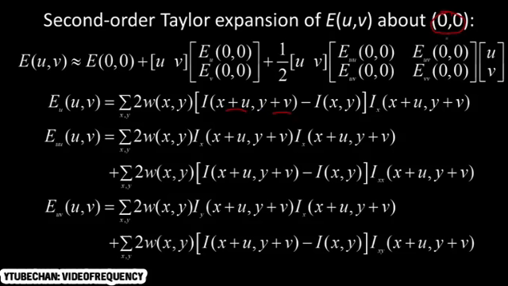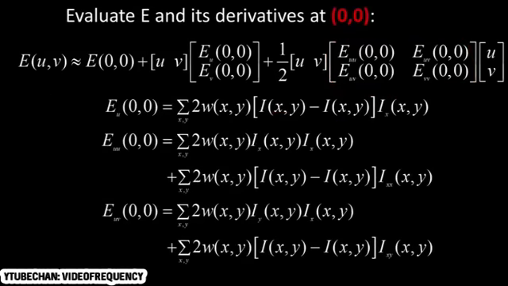Okay? Remember, we're evaluating our derivatives at 0, 0. So all of these terms that have the plus U and the plus V go away, and you get something much simpler that looks like this. Now, that still looks kind of ugly, until we start to realize that a lot of this stuff goes away. So first of all, what is E at 0, 0? What is the error I get if I don't slide the thing at all?